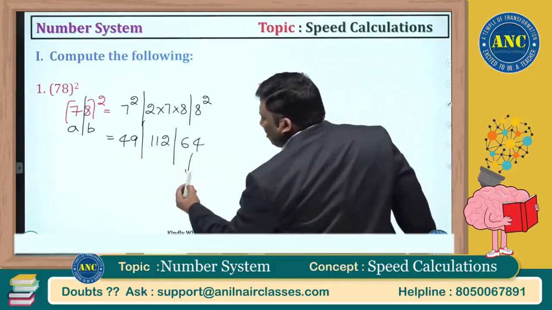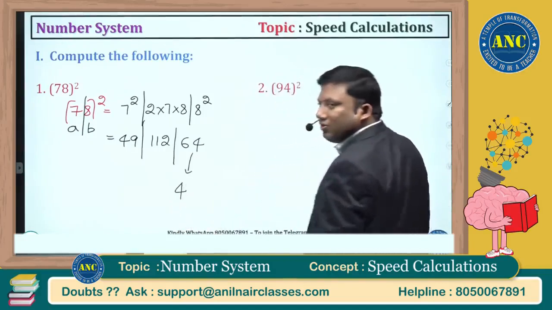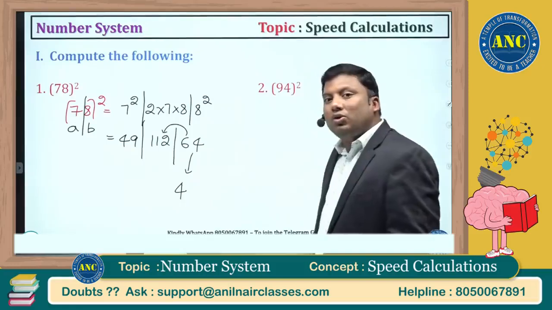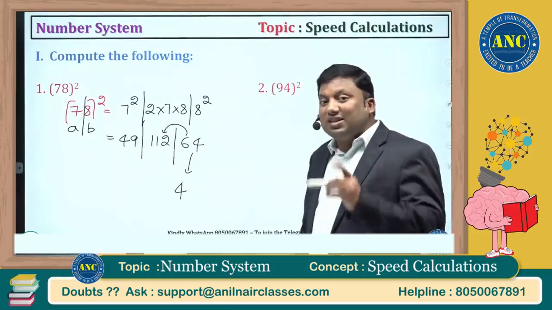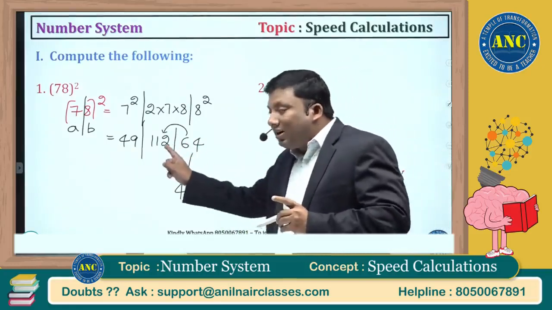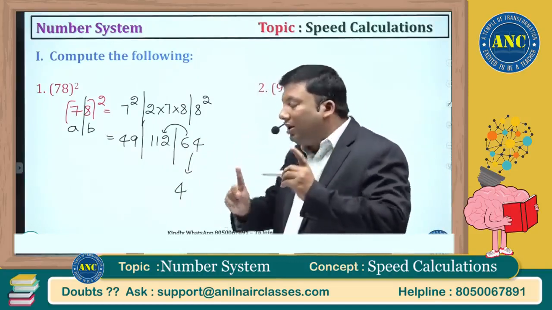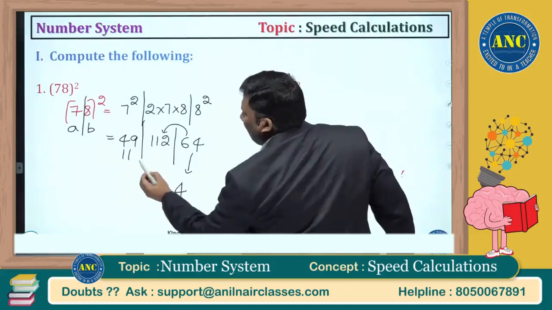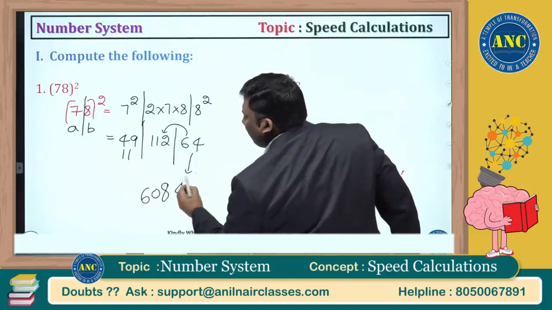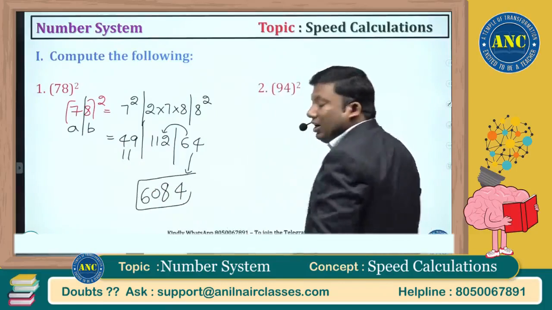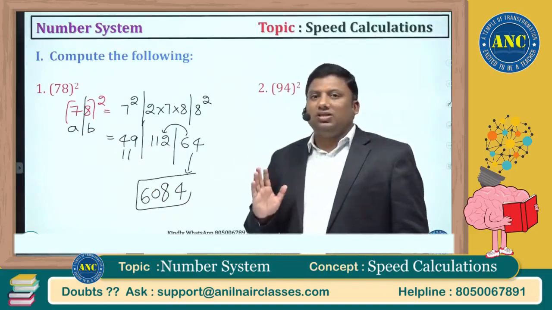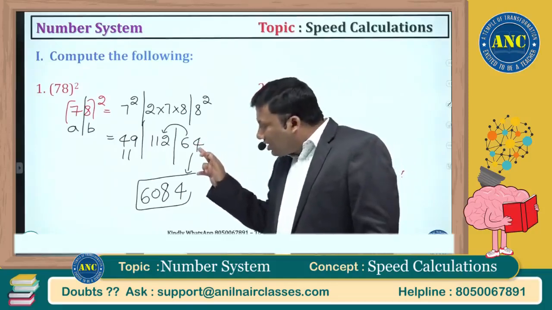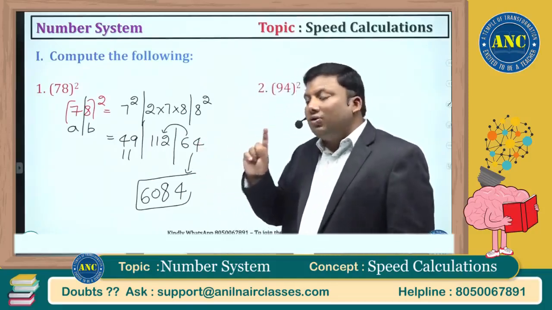Write down the unit digit. Unit digit in 64 is 4. 6 carried. What is 112 plus 6? 112 plus 6 is 118. I told you that it is a tens place. Only the unit digit should be written. 118, write down 8. 11 carried. What is 49 plus 11? 60. Except the leftmost place, in every place write down the unit digit. Again I am repeating, 64, write down the unit digit.